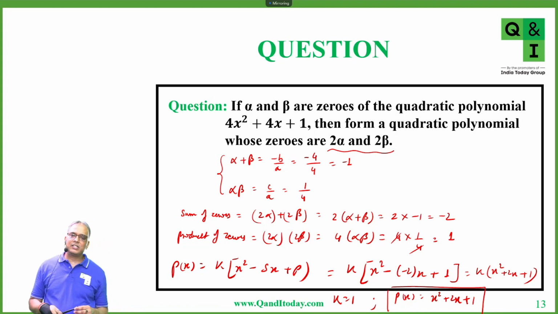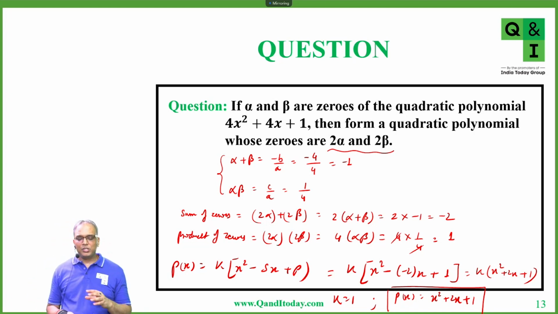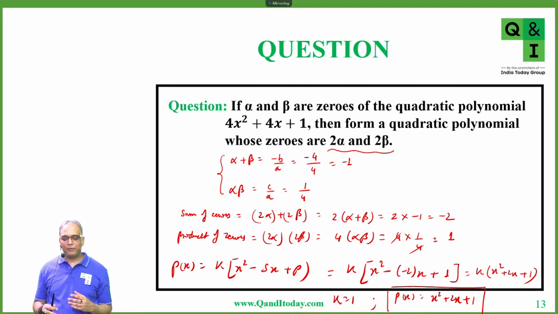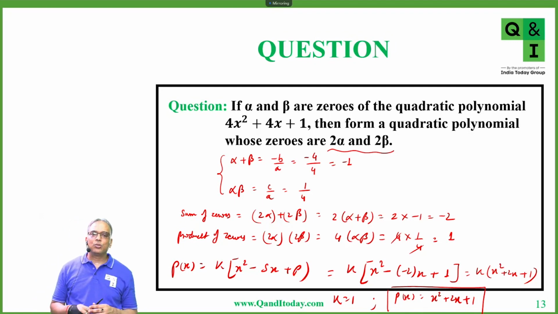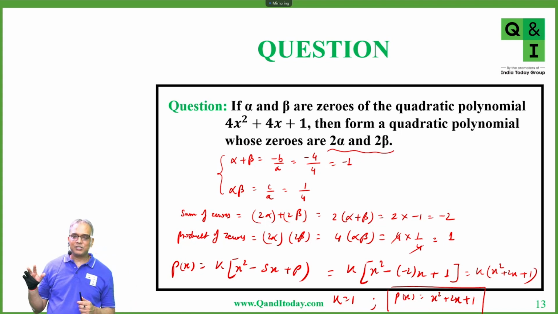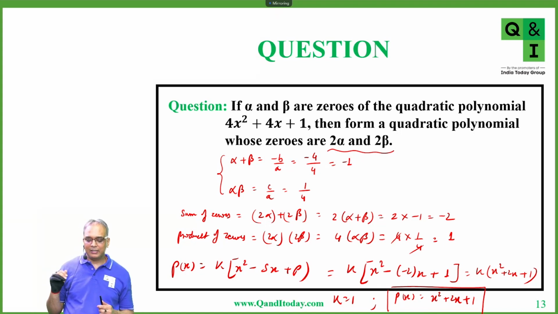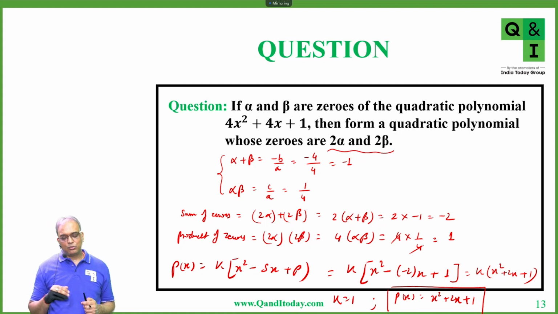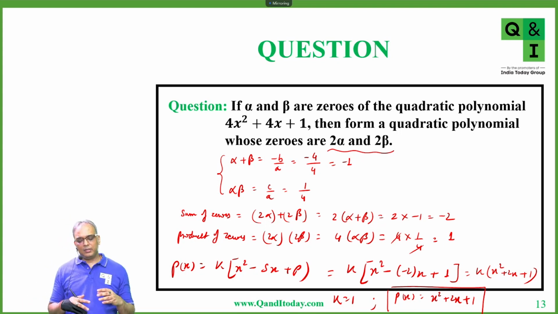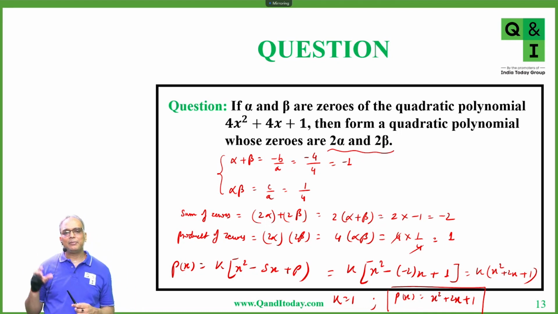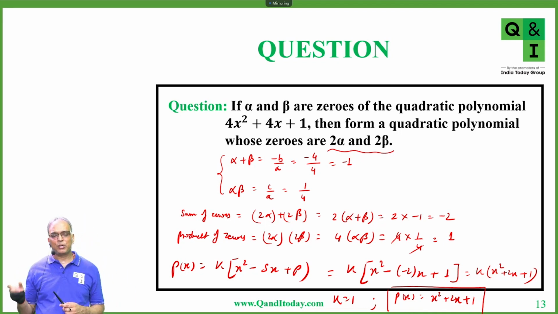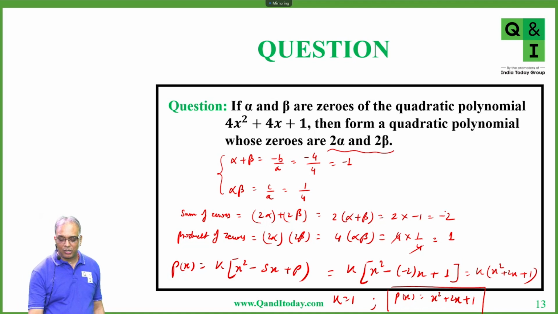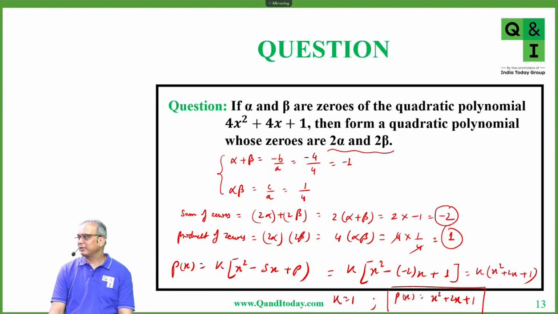Similarly, the product of the zeros, 2 alpha into 2 beta. 2 into 2 is 4. 4 times alpha beta will be 4 times 1 by 4, that is 1. So now you know the sum of the zeros is equal to minus 2 and the product of the zeros is equal to 1. Put it back in the equation. So we know that any polynomial can be written in the form k times x square minus sum of zeros into x plus product of zeros. So the sum of zeros and product of zeros which we have found, we can replace here and get the value of the polynomial. Is it clear?